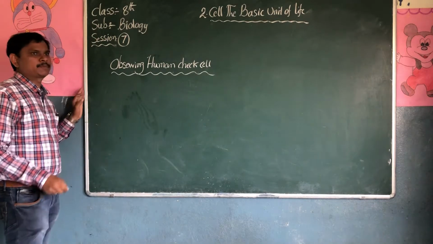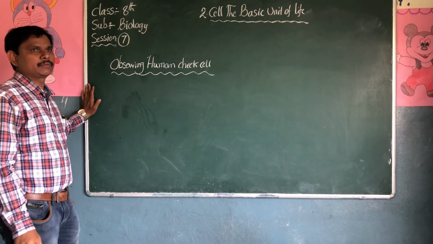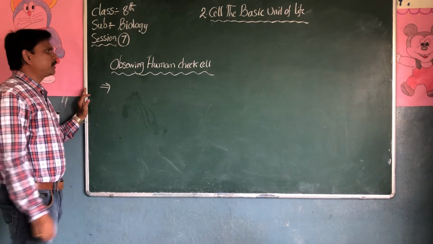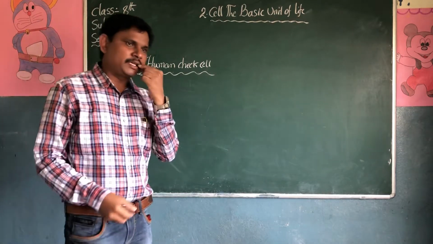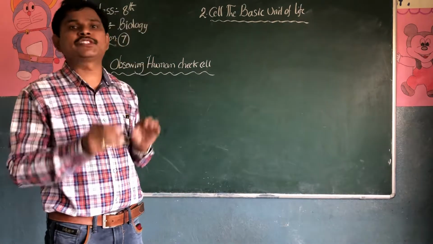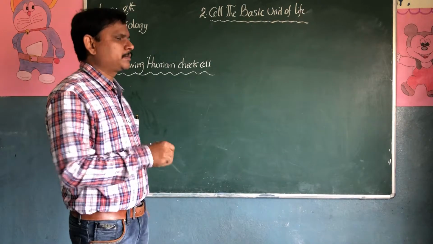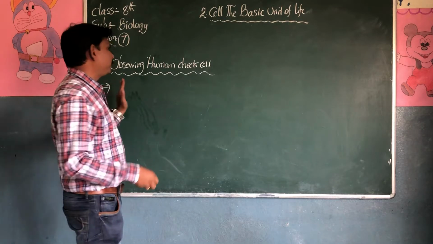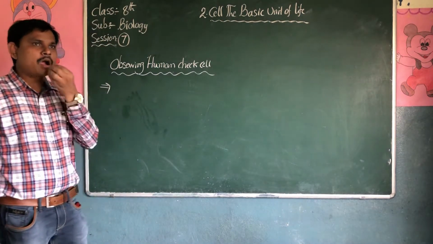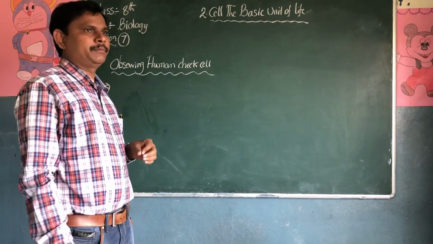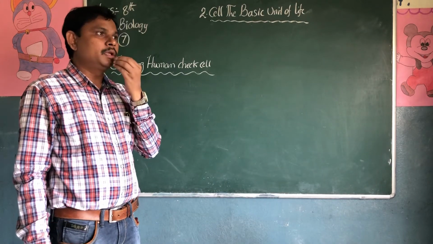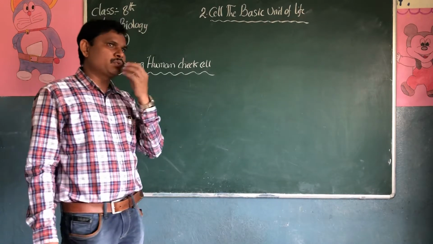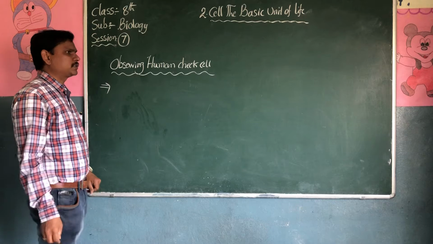While we are doing an experimental activity, we have to follow some instructions, like we already did in so many experiments. Observing human cheek cell. Where is the cheek cell present? Here. This is a very sensitive part. Unless in the presence of teachers and doctors, we are not supposed to do this experiment. Before doing this experiment, we should wash our mouth properly, because there are thousands or millions of bacteria present in our mouth. So we have to wash it properly with water.